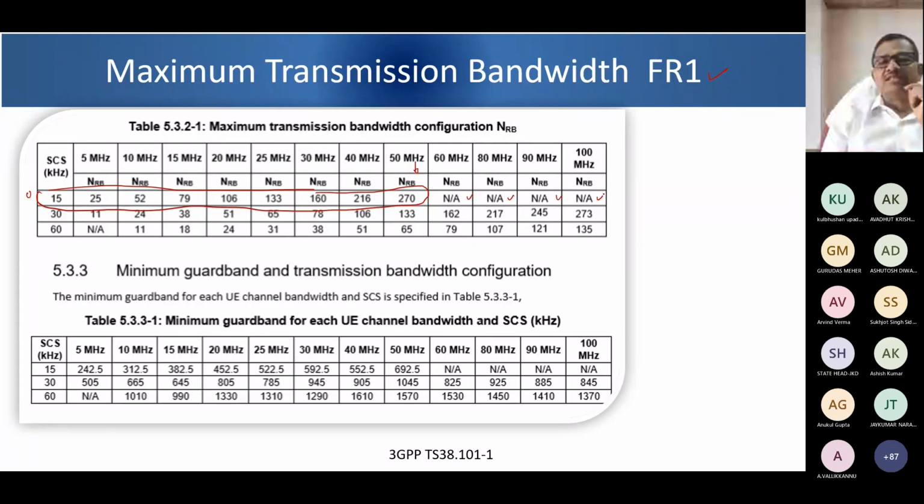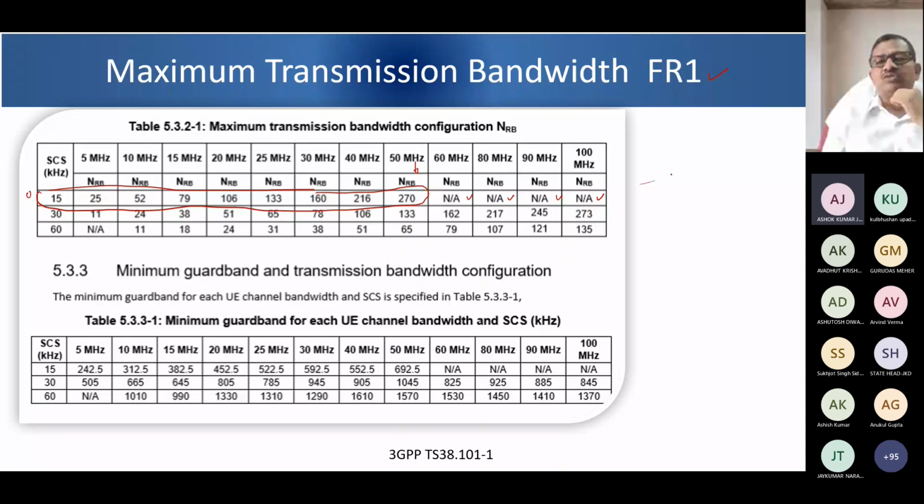What does this mean? इसका meaning क्या है? Anyone from you? Just guess. Say yes or no in the chat box so that I know that you are able to understand. My guess is that with this 15 kilohertz spacing, with the 60 megahertz bandwidth, you can't have 15 kilohertz spacing.